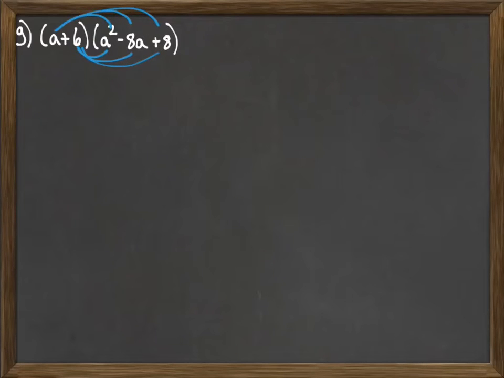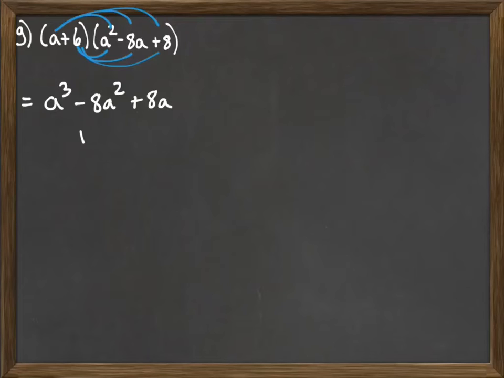A times a squared will be a to the third. A times minus 8a will be minus 8a squared. And then a times 8 would be plus 8a. And so we've taken a now times everything. And then we turn around and we're going to do the same thing with the 6.